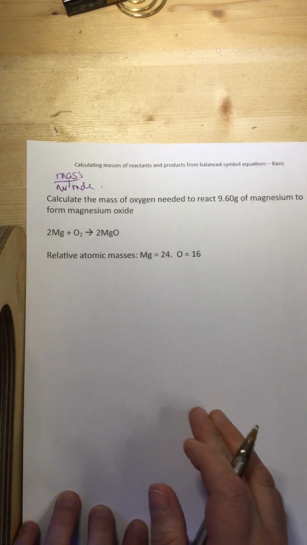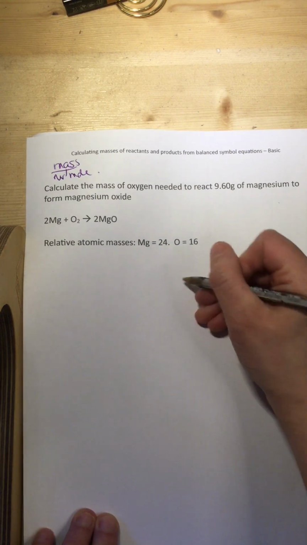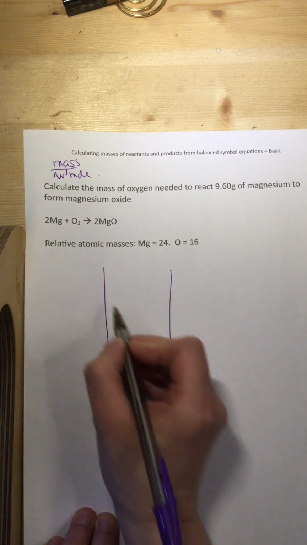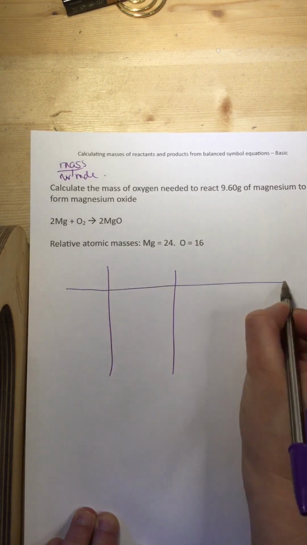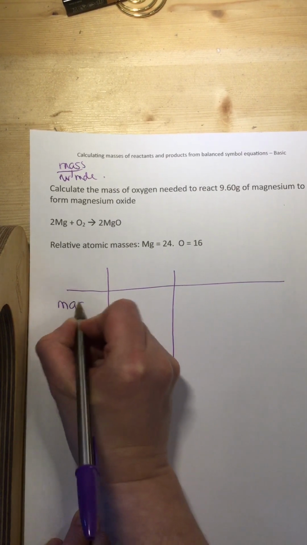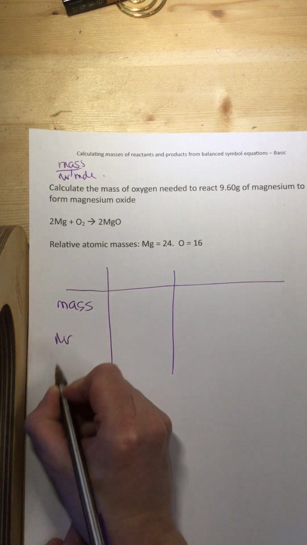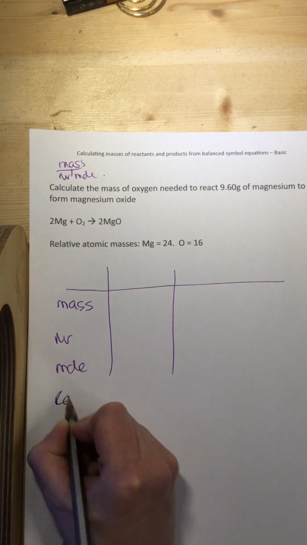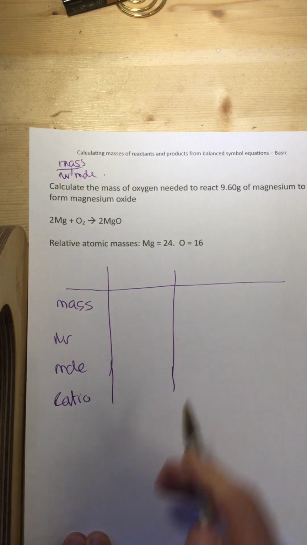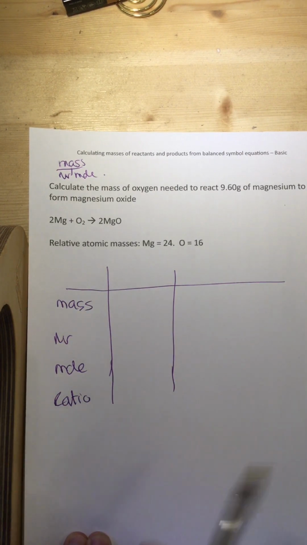If it's that type of calculation, I know I need my table. So I'm going to make 2 columns because I'm going to have a reactant I know about and then either a reactant or a product I'm trying to find out about. And I'm going to write my memory jog, mass, Mr, mole, rat. But you remember rat is short for ratio. So I've got something I know about and something I'm trying to find out.